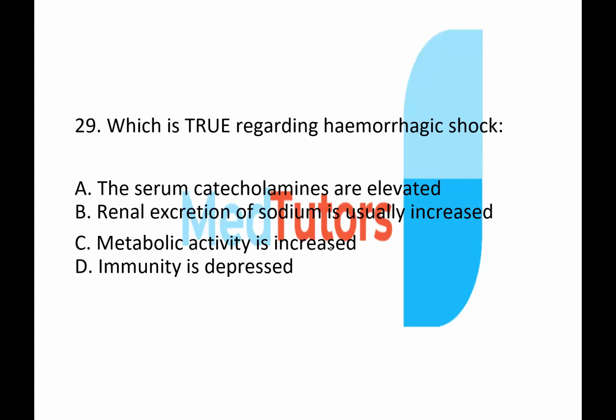Which is true regarding hemorrhagic shock? Which is true regarding hemorrhagic shock? A, the serum catecholamines are elevated. B, renal excretion of sodium is usually increased. C, metabolic activity is increased. D, immunity is depressed. Hemorrhagic shock.